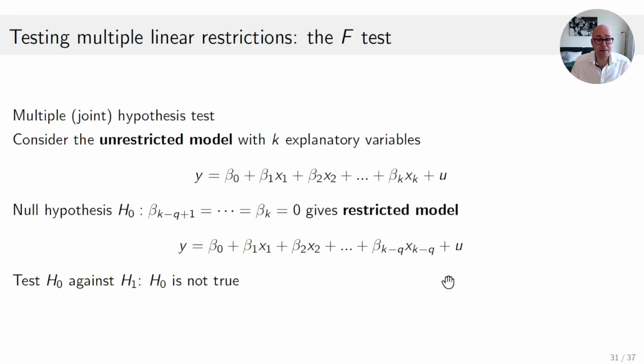Okay, and what I want to do is to test the null that all these are equal to 0 against the alternative that this is not true, basically. And it's already not true when, for instance, one of them is not equal to 0. One of these q coefficients. But it's also not true if two are not equal to 0, etc., etc. This is what I want to do here.